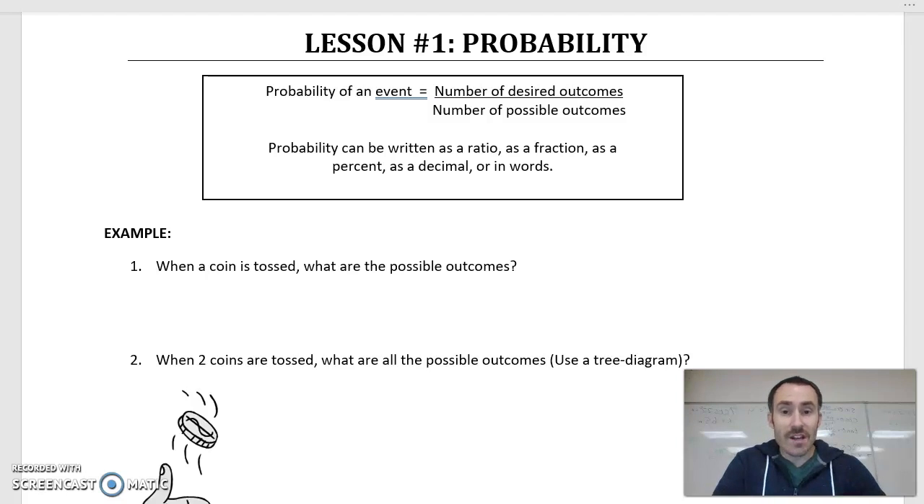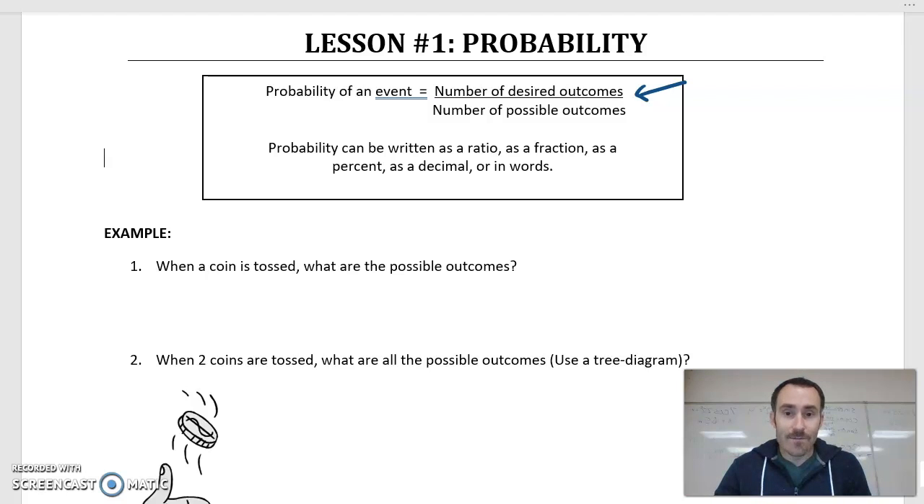So the probability of something happening is the number of desired outcomes divided by the total number of things that could happen. Okay, so that's right over here. The number of desired outcomes divided by the number of total possible outcomes. Now, that's maybe not the clearest way to describe what's happening. So let's look at it like this.